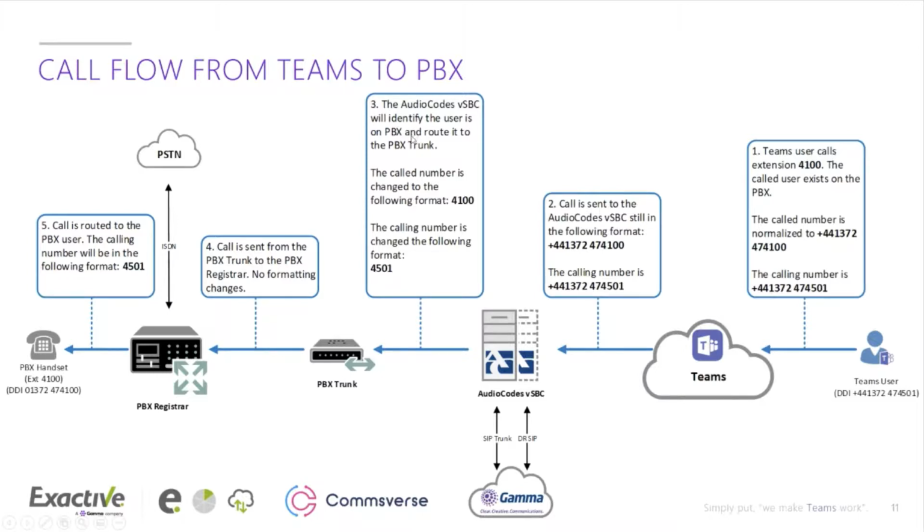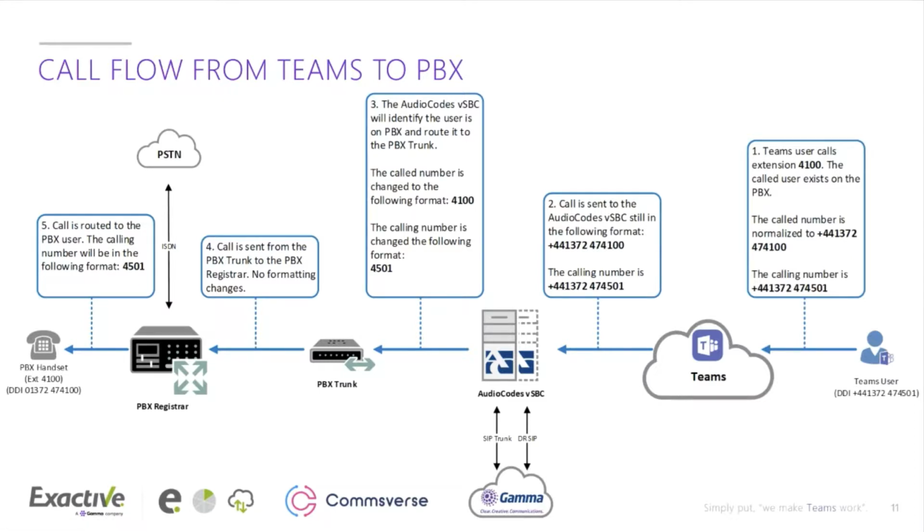And this is where the magic happens. So the call number is changed to the following format of 4100, and the calling number is changed to 4501. So that's when you start taking the E164 format and you start changing it to speak the PBX language. So the PBX starts understanding what has just come from Teams. So the call is sent from the PBX trunk to the PBX registrar. No formatting changes there, just a straightforward call through. The PBX registrar will say specifically that this is an actual registered device.